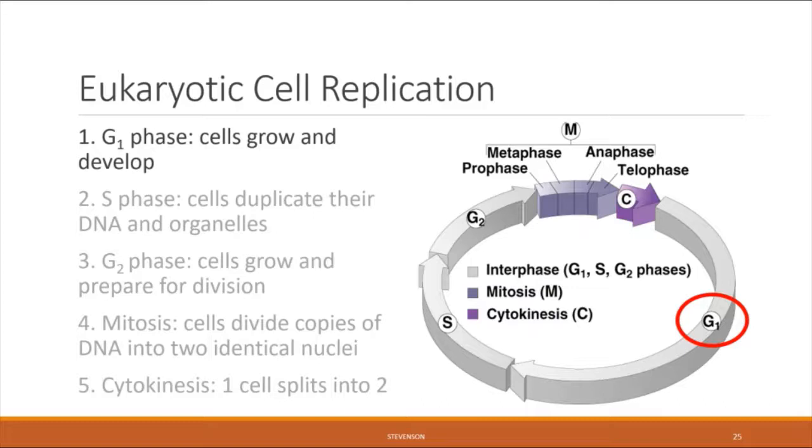After the G1 phase comes the S phase. It is during the S phase that cells replicate all of their DNA, making a second copy of it, as well as all of their organelles. The S in S phase actually stands for synthesis, and synthesis is a word that means to create. So the S phase, or the synthesis phase, is when all of the extra DNA and organelles are created for the future daughter cells that are going to receive them.